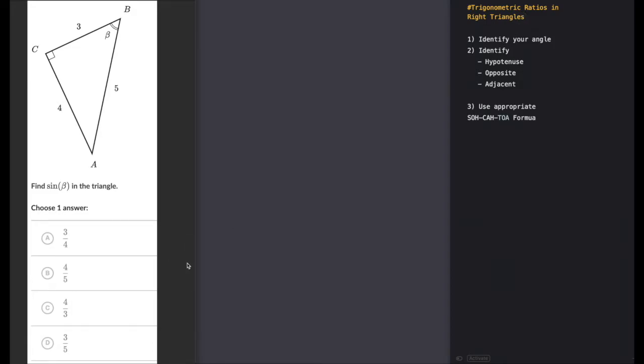Now, there are three special sides we have to deal with, and we'll talk about those in a minute. And we'll also talk about our SOHCAHTOA formula. So let me just change that. I'm missing the L there.